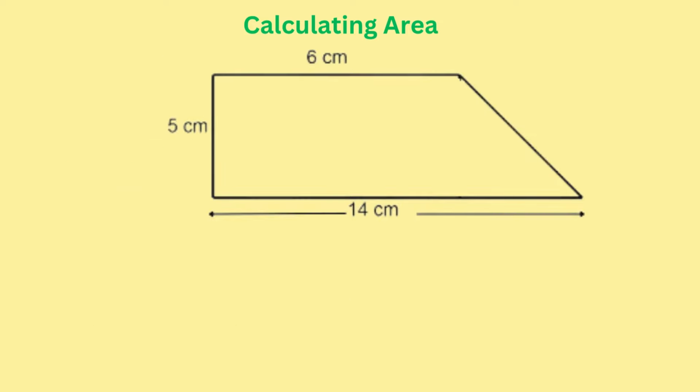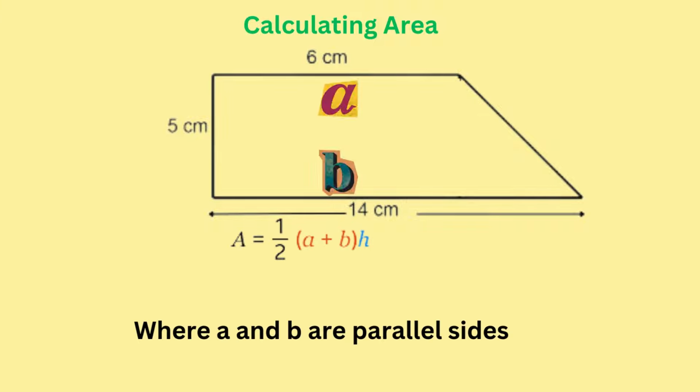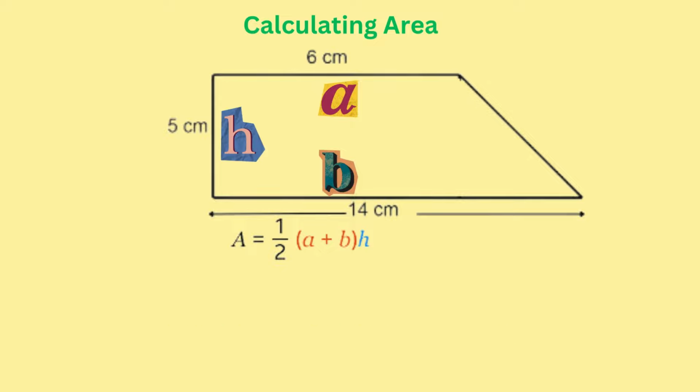By the way, there is another formula that we can use to find the area of a trapezium. Half a plus b times h, where a and b are parallel sides, and h is the height or distance between these two parallel sides. In this shape, the parallel sides are 6 and 14 centimeters. Therefore, a and b are 6 and 14 respectively. The distance between these two parallel sides is 5 centimeters. Therefore, the value of h is 5. So calculating the area, we get half times 20 times 5. Our final answer is 50 square centimeters. The same answer as before when the shape was broken into a rectangle and a triangle.